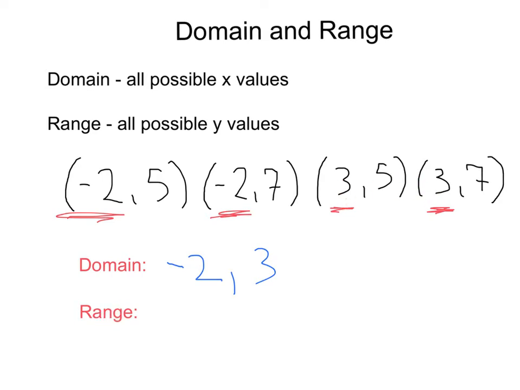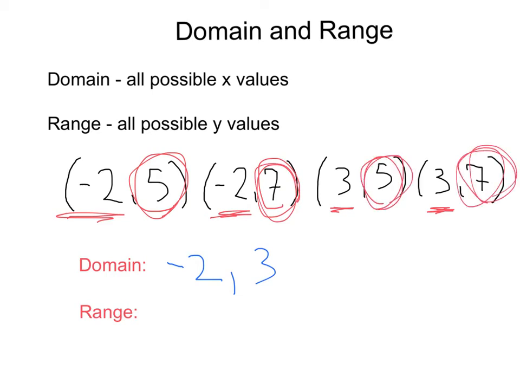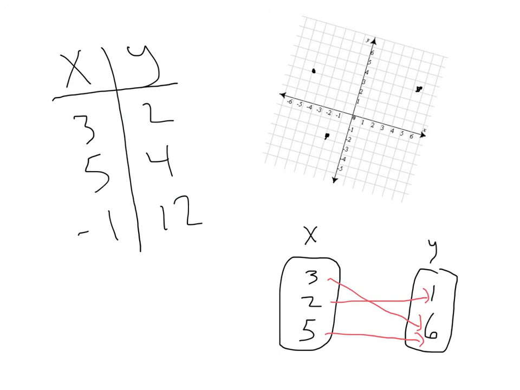Okay, looking at our range, it's going to include all the y values. That's going to be 5, I'll just circle those, 5 and 7, 5 again, and 7 again. So it looks like we only have 2 different values, the values of 5 and 7. Keep in mind, you might not always be dealing with the set of ordered pairs specifically, but we can represent those ordered pairs using a table, a graph, or a mapping, so you might have to deal with some of these as well, but the concept is the same. Domain is the x values, range is the y values.